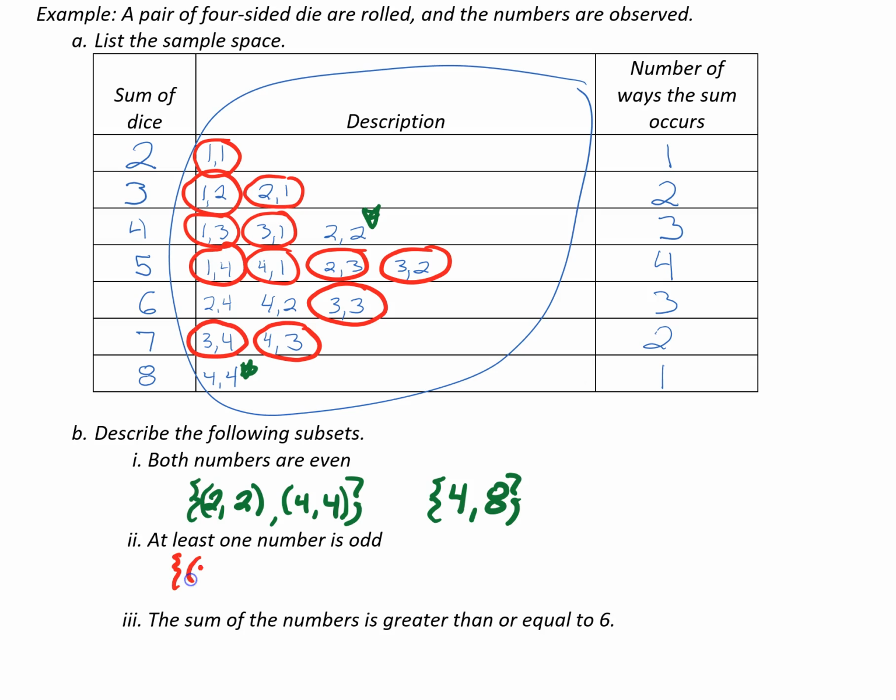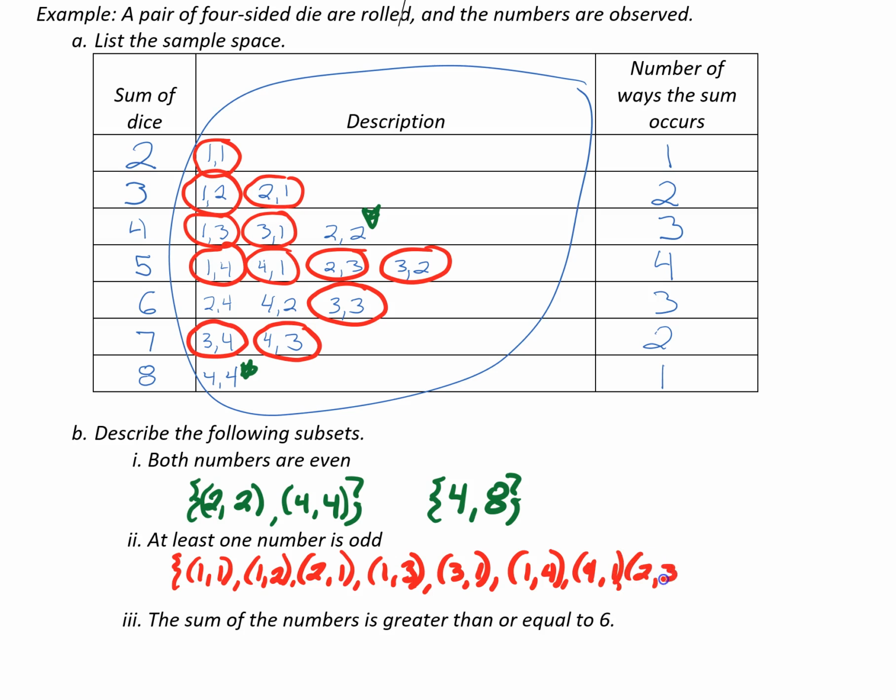And so that would be 1 and 1, 1 and 2, 2 and 1, 1 and 3, 3 and 1, 1 and 4, and then 4 and 1, 2 and 3, 3 and 2, 3 and 3. I see this list is long. 3 and 4, and 4 and 3.